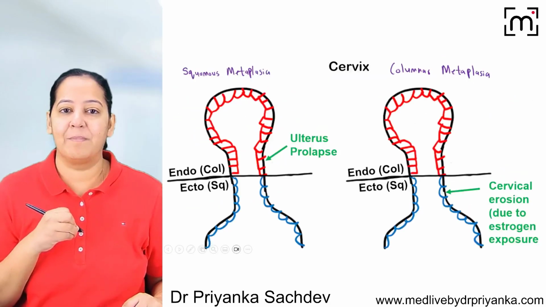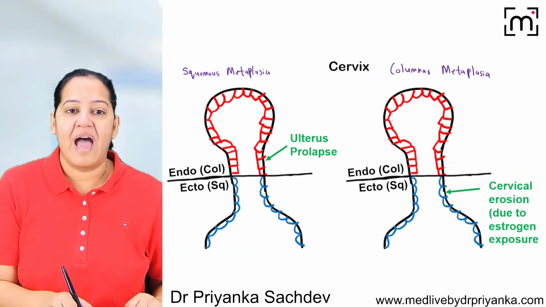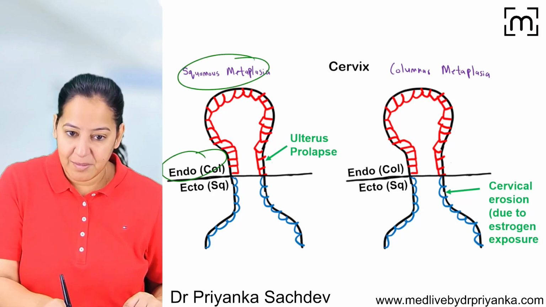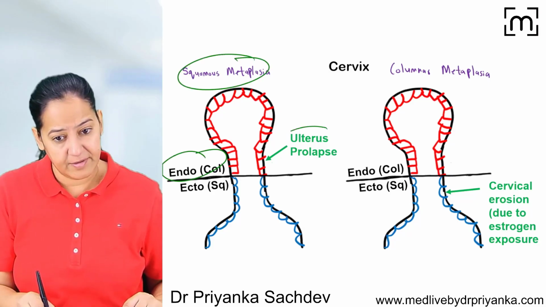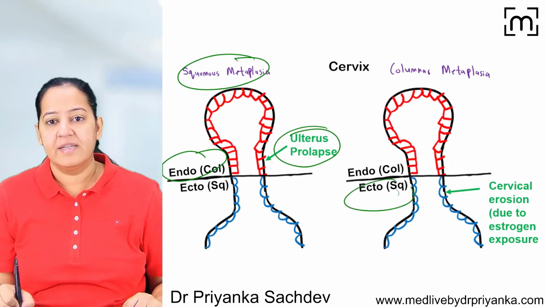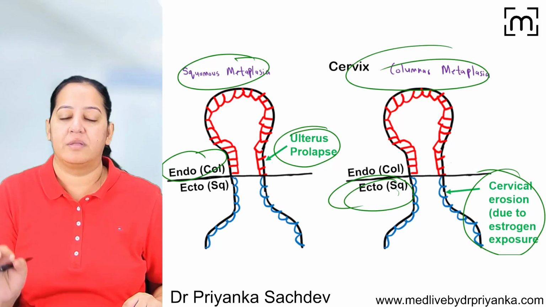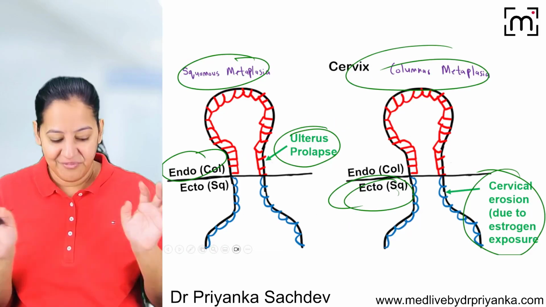So these are all the examples I have given you. You can see the cervix is coming up in both examples. The endocervix is the example of squamous metaplasia, where the stressor is the prolapse, and the ectocervix is the example of columnar metaplasia, where the stressor is the increased estrogen. So we are done with metaplasia also.